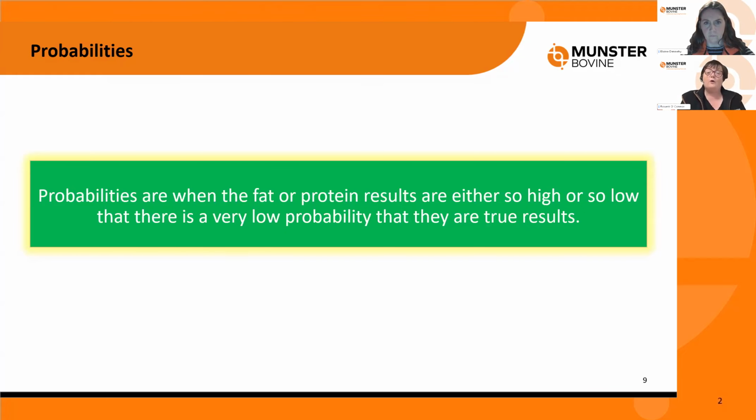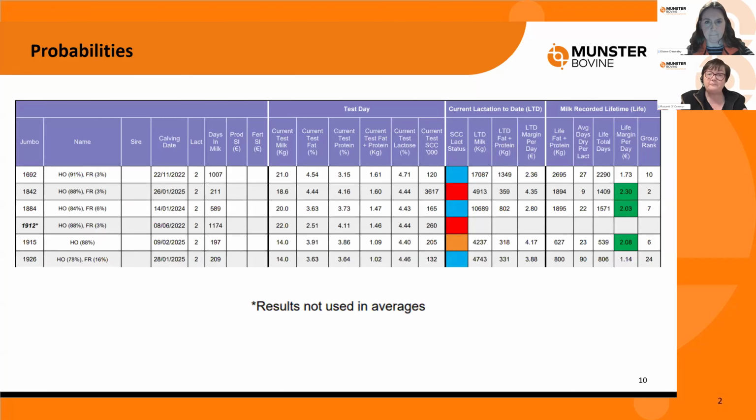Now, that's when everything is right, but probabilities are when the fat and the protein results are either so high or so low that there is a very low probability that they are true results. How this is displayed on the report is that the cow is in bold and there's an asterisk beside her. So you know then that that cow has a probability. And with the probabilities, we do not take the results into account for averages. So they're not taken into account for the lactation to date, and they're not taken into account for the lifetime.